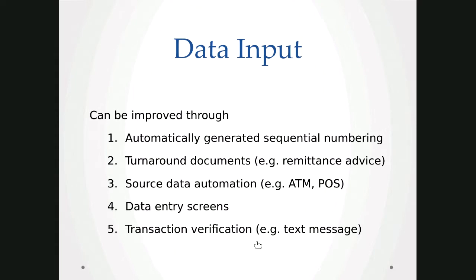So this is a verification of that transaction, something that you wanted to do, something that you did, and the data related to that has been input into the system, right? So that's the transaction verification. Is that clear?